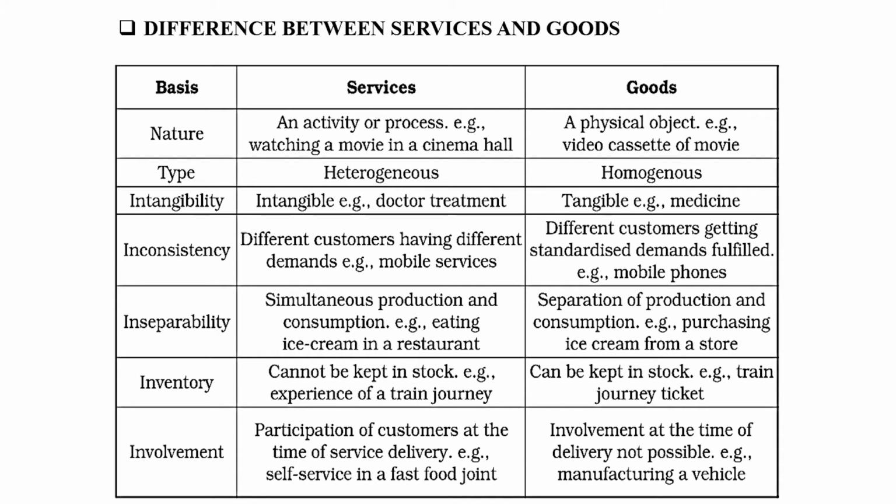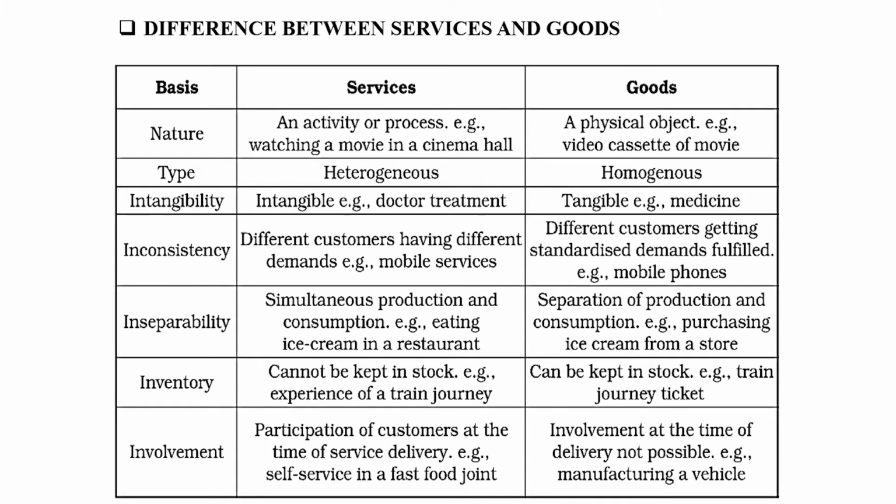Here they give an example of watching a movie in a hall. That's a service. Next, we have goods. Goods is nothing but a physical good or physical object. Here they give an example of a video cassette. It may be a biscuit pack or chocolate. Those are all goods. It's a physical product. You can carry it, or you can resell it, or you can send it to someone else, or you can store it. You can do anything with the goods.